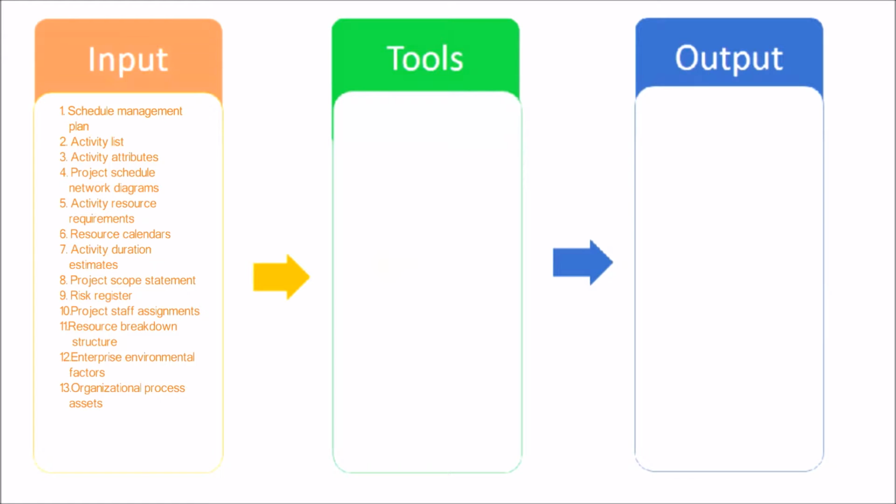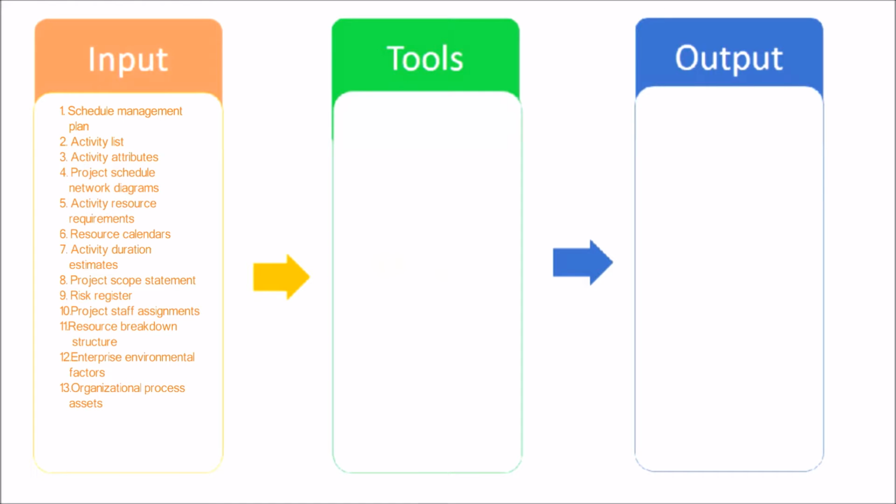Project scope statement. The project scope statement contains assumptions and constraints that can impact the development of the project schedule. Risk register. The risk register provides the details of all identified risks and their characteristics that affect the schedule model. Project staff assignments. The project staff assignments specify which resources are assigned to each activity. Resource breakdown structure. The resource breakdown structure provides the details by which resource analysis and organizational reporting can be done.